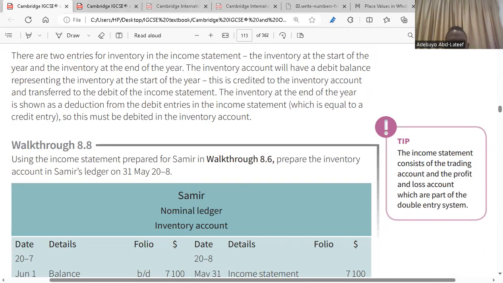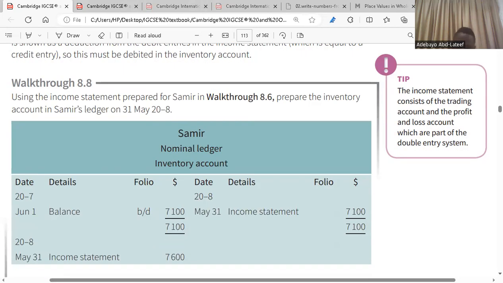So there are two entries for the inventory in the income statement. The inventory at the start of the year, which is the opening inventory, and the inventory at the end of the year, which is the closing inventory. The inventory account will have a debit balance representing the inventory at the start of the year. So your opening inventory will have a debit balance. Your closing inventory will have a credit balance. The stock you are starting the business with is going to have an opening balance. Yes. So look at the ledger here, the nominal ledger for the inventory account.